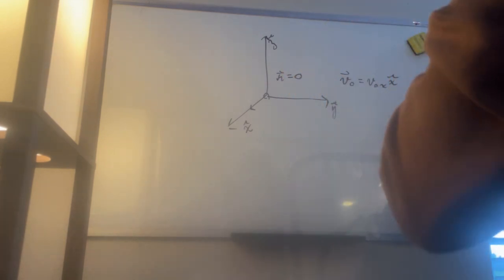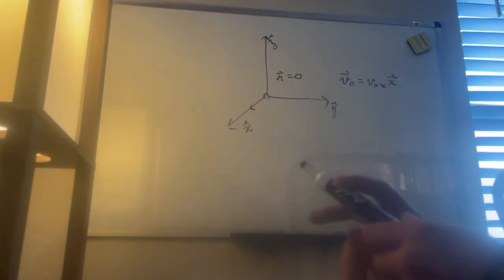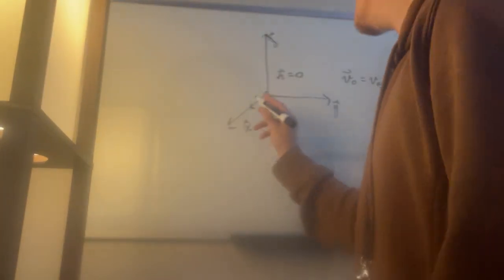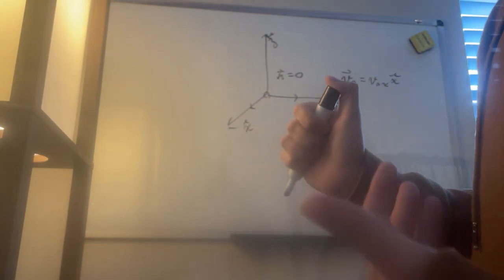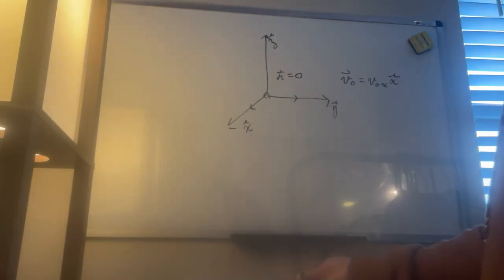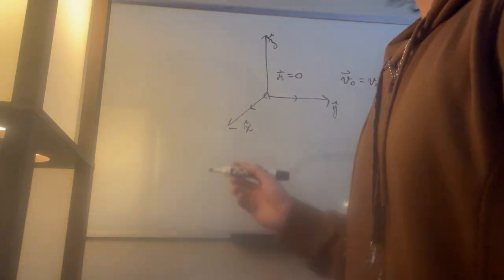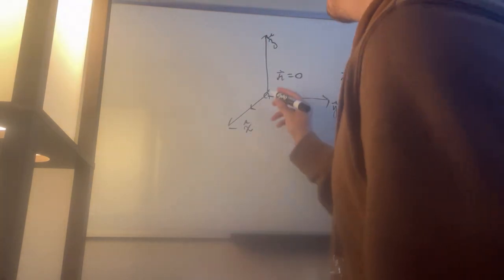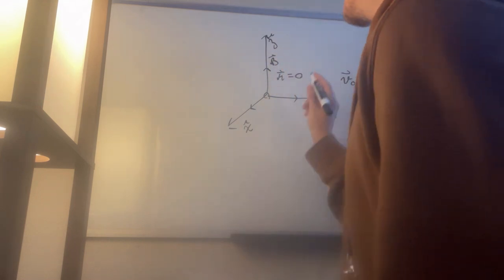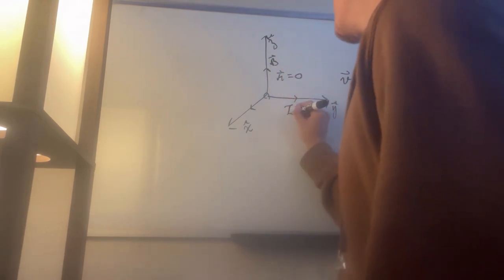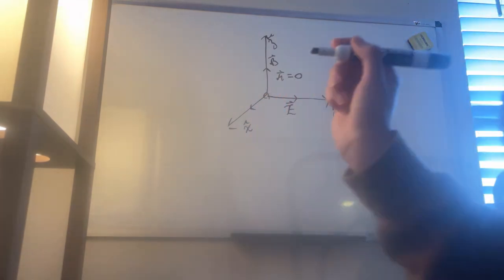And then in this scenario, we're going to have a uniform electric field exerted across the y hat direction. And then on the z hat direction, we have a uniform magnetic field. So let me just label this right here and label this right here.